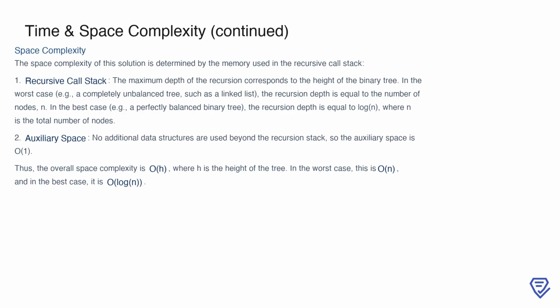It's also worth noting that no additional data structures are used, so the auxiliary space remains constant at O(1). Therefore, the overall space complexity is determined by the tree's height, which can range from O(log n) to O(n), depending on the tree's structure.